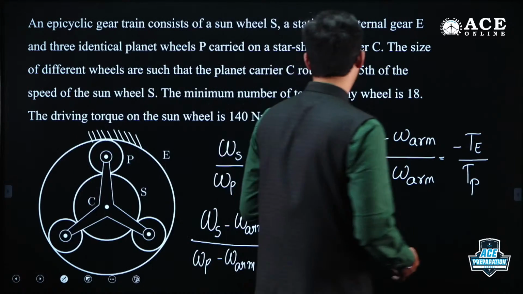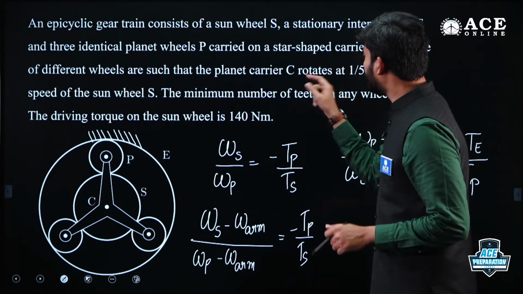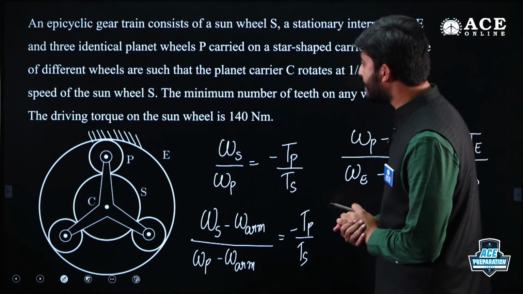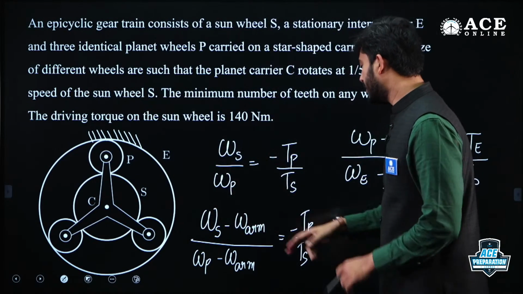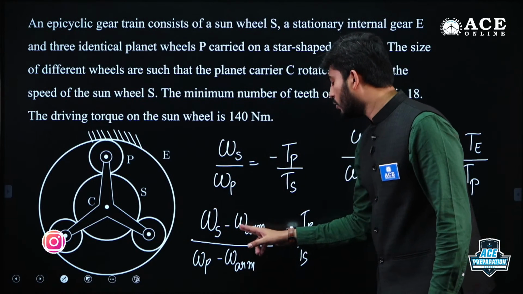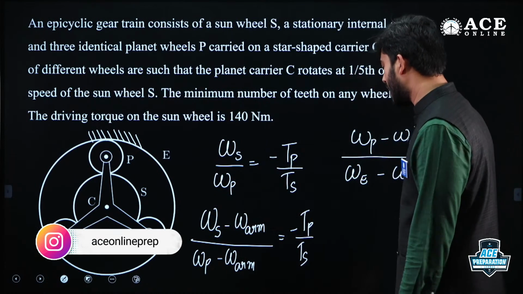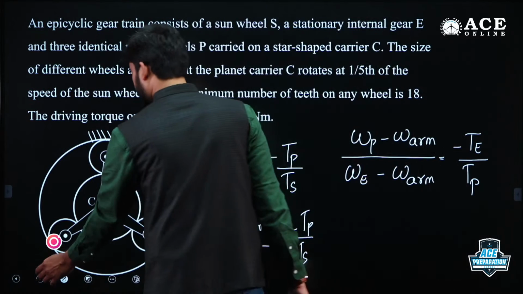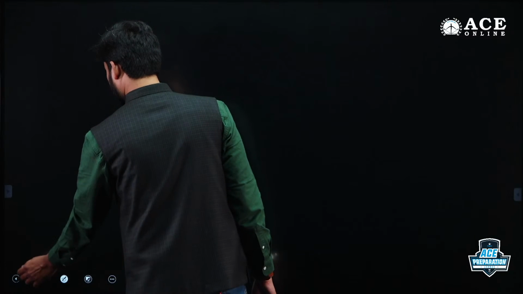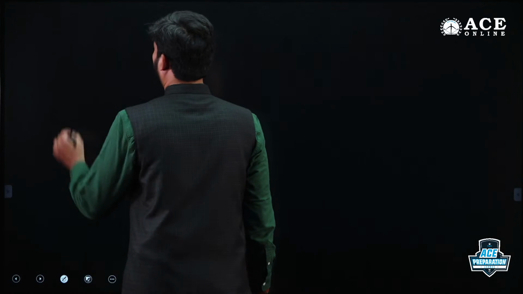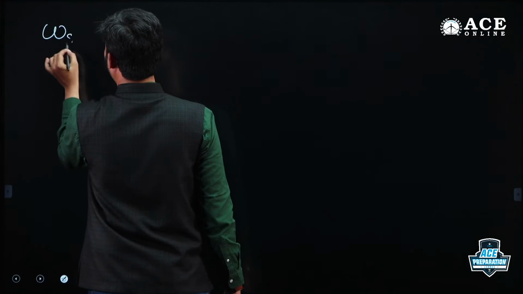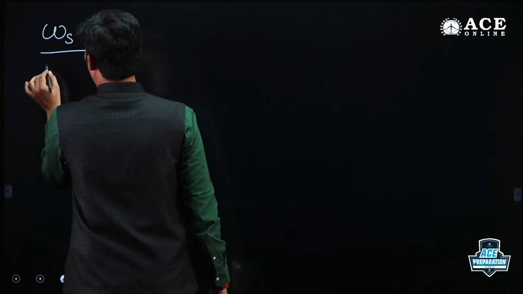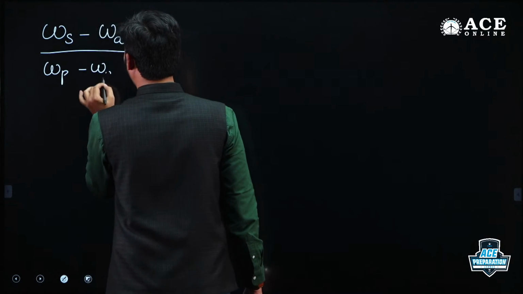So now the data is given to us, that is the speed of the arm. The speed of the arm is 1/5 the speed of the wheel S, which means omega S is equal to 5 times omega arm, right? So what we can do is write omega S minus omega arm by omega P minus omega arm.